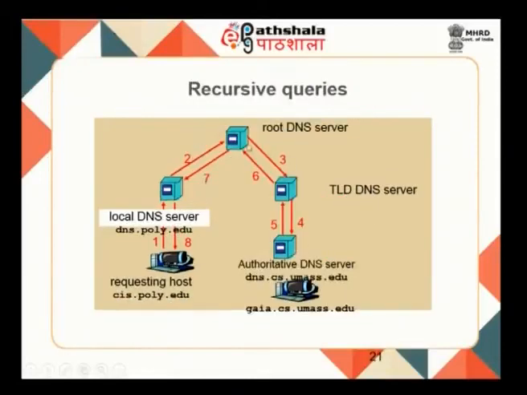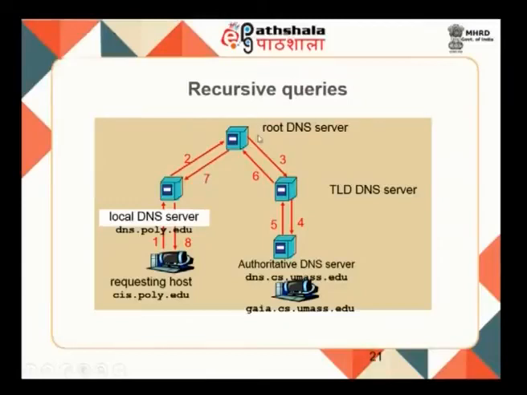The other we talked about is the recursive querying mechanism. In the recursive querying mechanism, again we are requesting the same host. The requesting host is CIS, and the requested information is gaia.cs.umass.edu. It sends this information to the local DNS server. Now the local DNS server again sends the request to the root DNS server. Up to this it is the same. Now the root DNS server does not have the information, but it does not say I do not have the information and give that response back to the local DNS server.